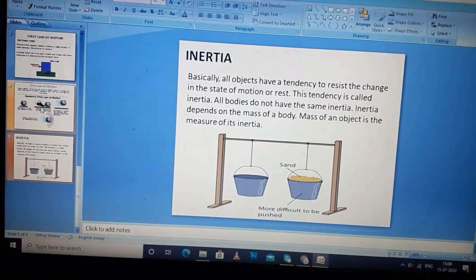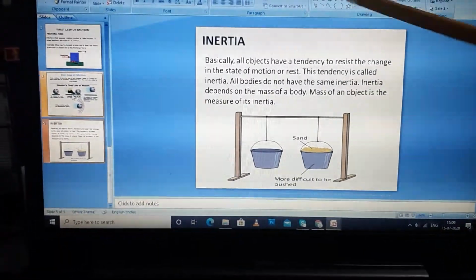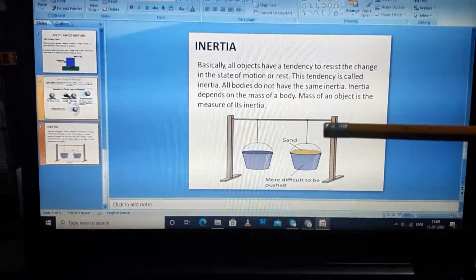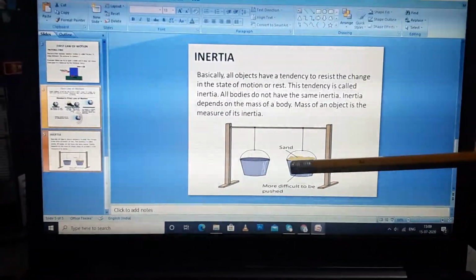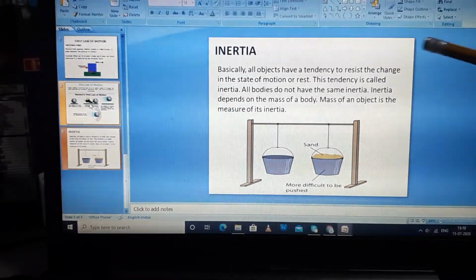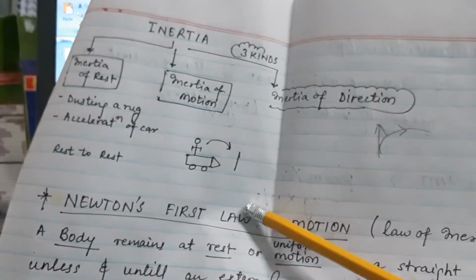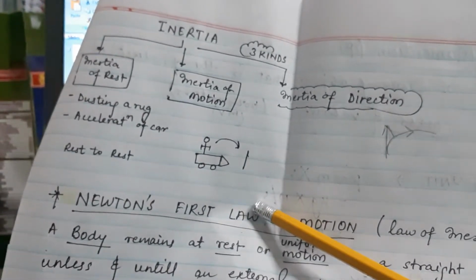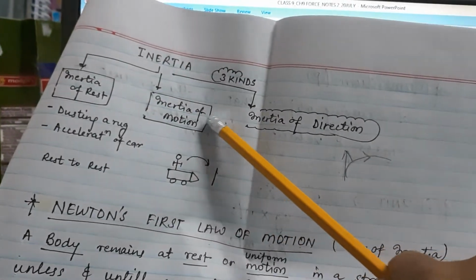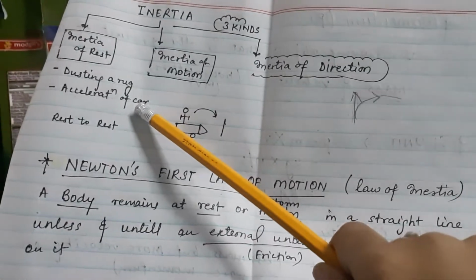Now about inertia. What is inertia? Inertia is the tendency of a body to remain at rest or in motion unless or until some external force is applied on the body. Inertia is of three kinds. You can see inertia is of three kinds: inertia of rest, inertia of motion, and inertia of direction. What is inertia of rest?